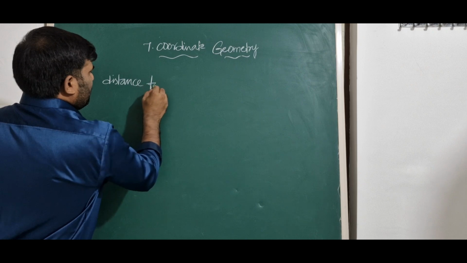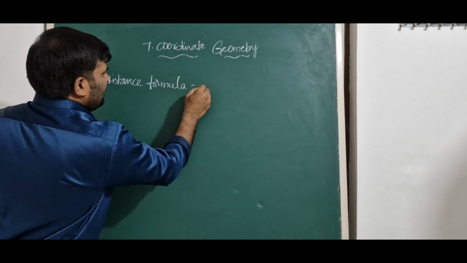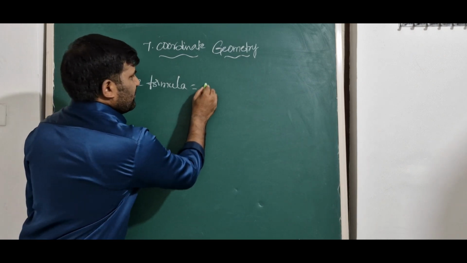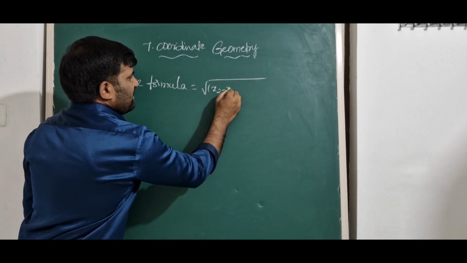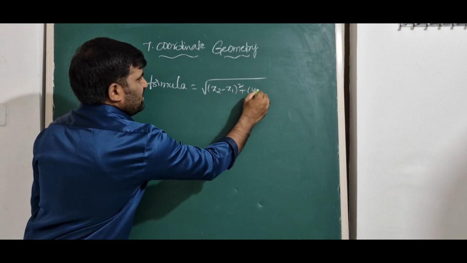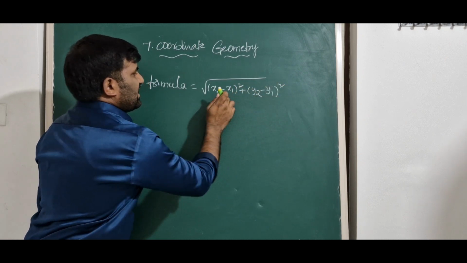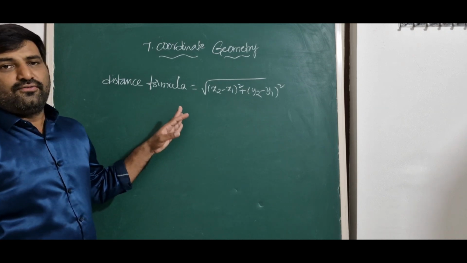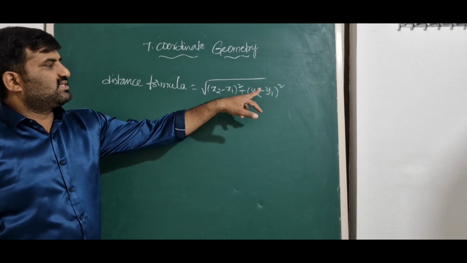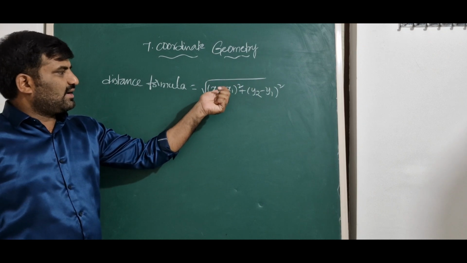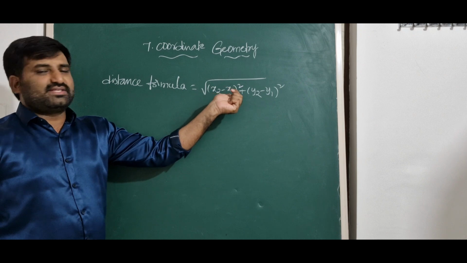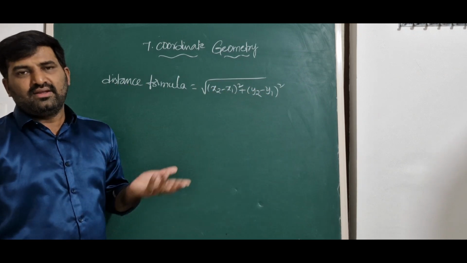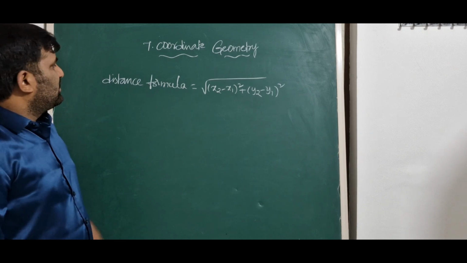They will give the 2 points A (x1, y1) and B (x2, y2). The distance formula is square root of (x2 minus x1) whole square plus (y2 minus y1) whole square. That is, the difference of the x coordinates and y coordinates, squared, and its sum. Some of you will write (x1 minus x2) whole square, and even that is correct, because when you have a whole square, if you take minus common, the square of a negative is positive. This is the distance formula.